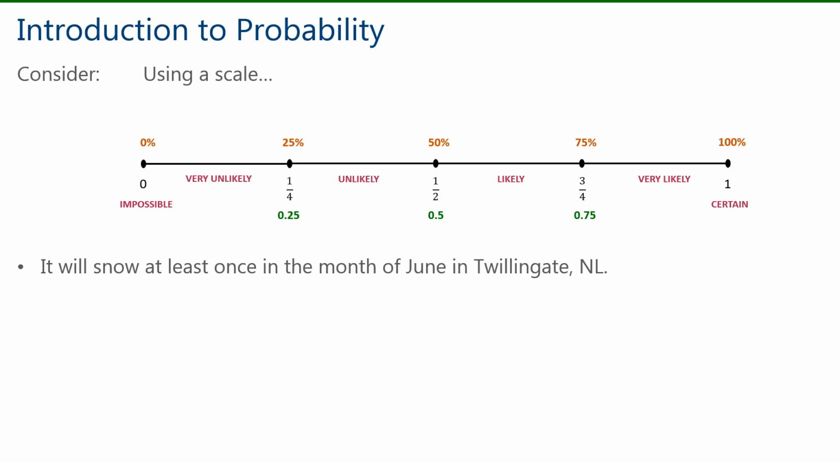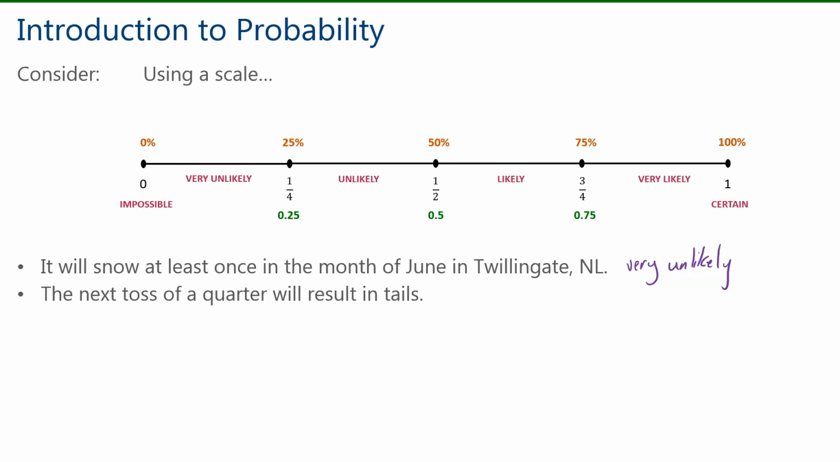It will snow at least once in the month of June in Twillingate, Newfoundland and Labrador. As much as we would probably like to say this would never happen, it is possible, but it is hopefully very unlikely. I will use very unlikely for that probability.